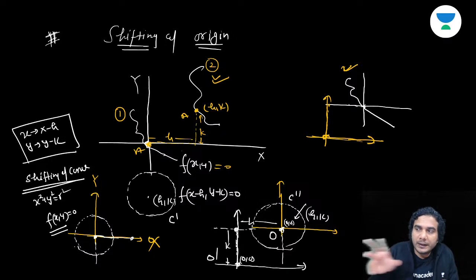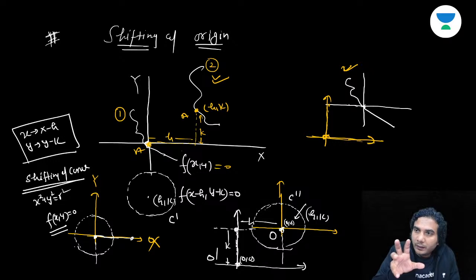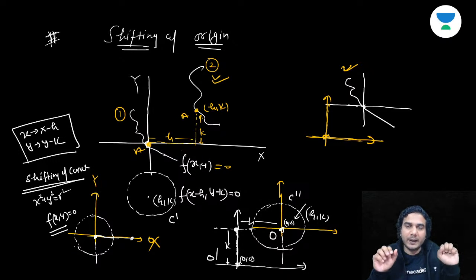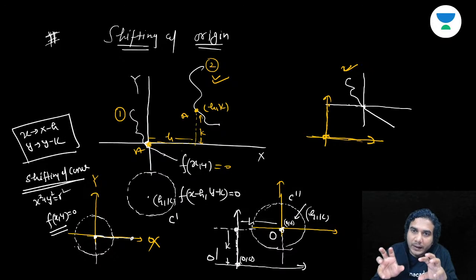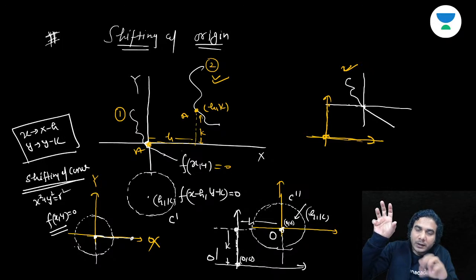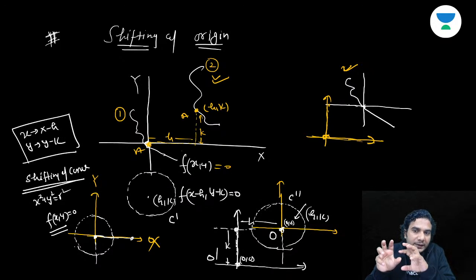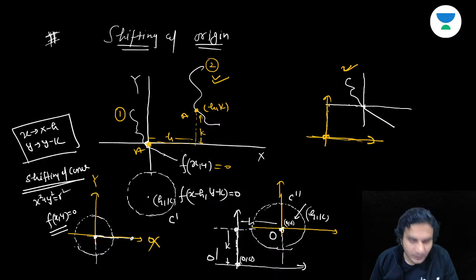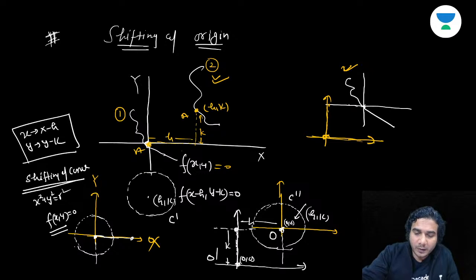If you need to take your curve rightwards by h units, that means you need to take the origin leftwards by h units. If you need to take your curve upwards by k units, that means you need to take the origin downwards by k units. So these are the two processes. Now the proof of that formula. How do we change the equation of the curve?